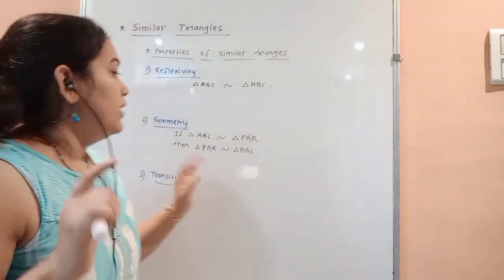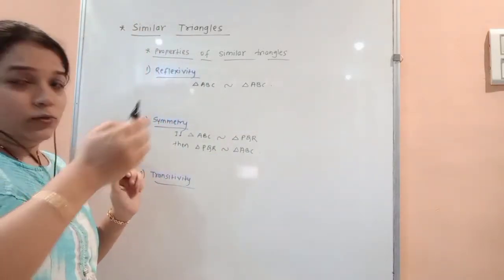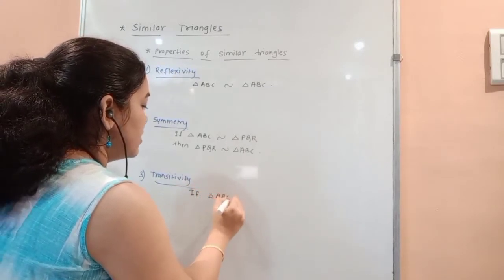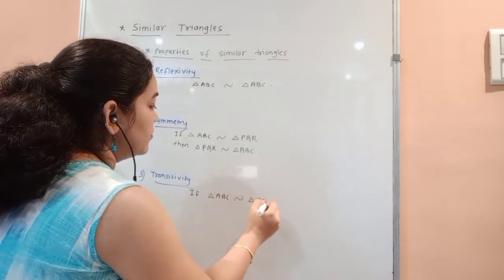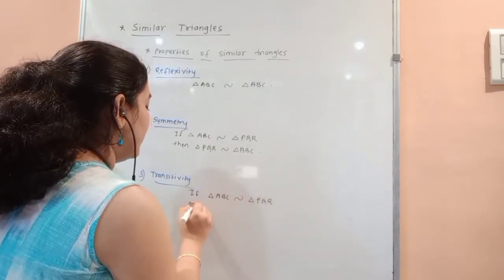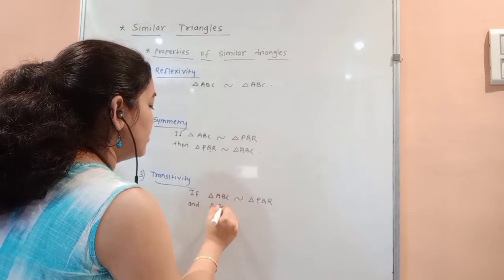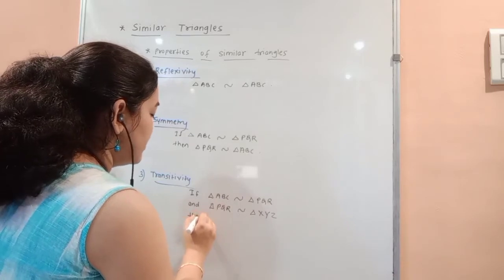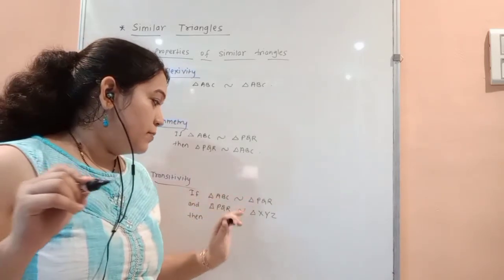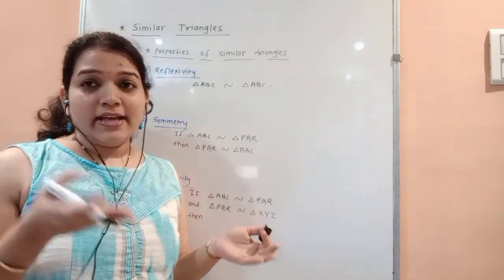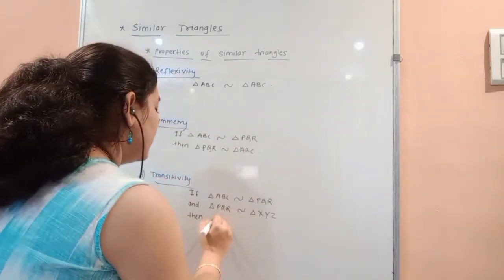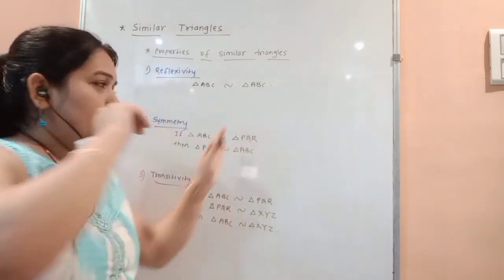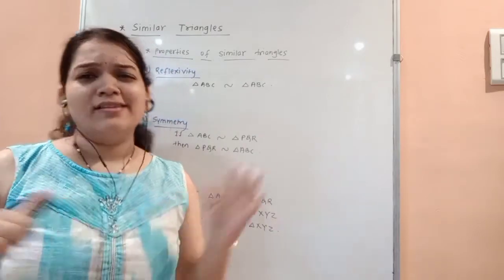Okay. Now last is transitivity. Now this is very simple. If triangle ABC is similar to triangle PQR and triangle PQR is similar to triangle XYZ, then means what? If A is similar to B, B similar to C, then we can say A is similar to C. Therefore, triangle ABC is similar to triangle XYZ. You have already studied this regarding congruency. The same properties are there.